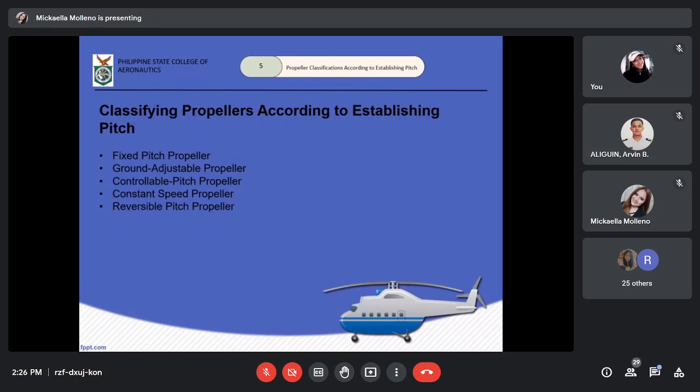The next one is the reversible pitch propeller. These are controllable propellers whose pitch can be changed to a negative angle in flight. Its main purpose is to produce reverse thrust, and having reverse thrust can make our landing roll shorter and make the aircraft more maneuverable.